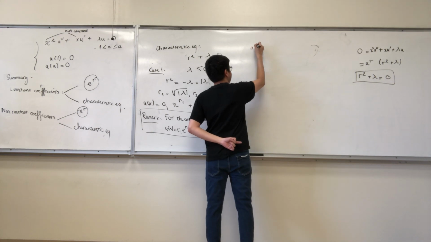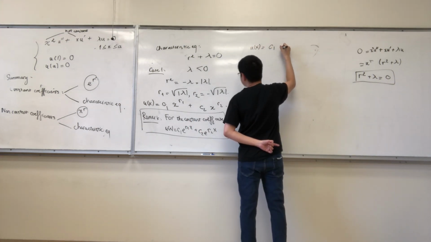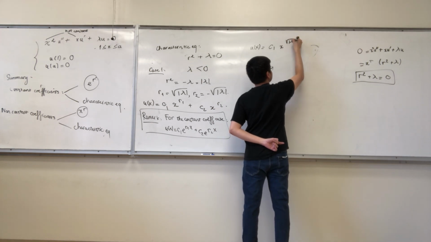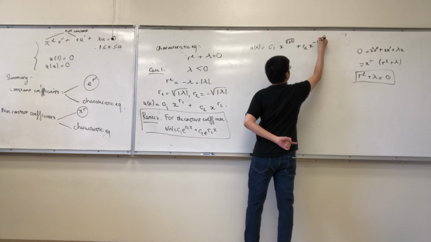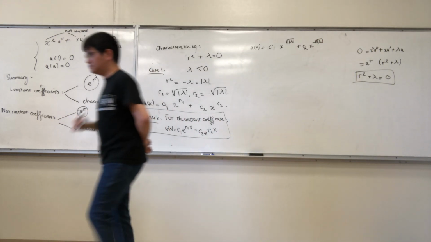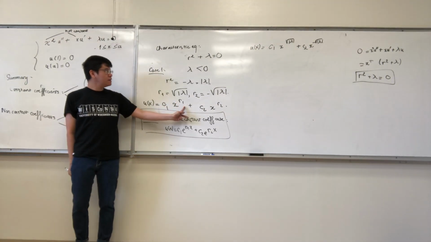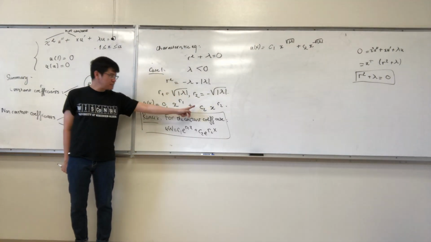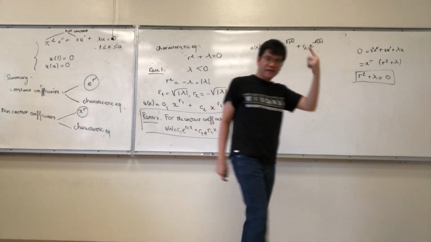So u(x) will be c1 x to the square root of lambda plus c2 x to the minus square root of lambda. Right? So now you replace r1 by square root of lambda and r2 by minus square root of lambda, and you get this one. The next step is the boundary conditions.